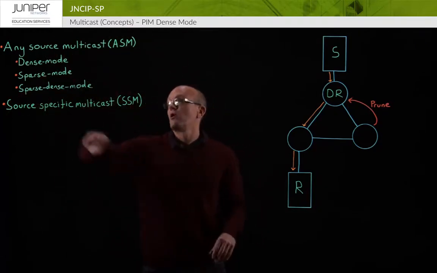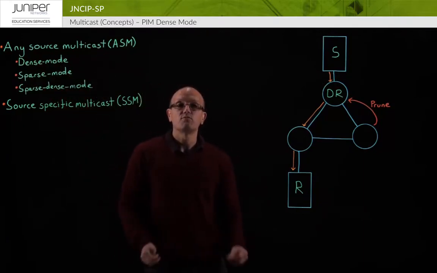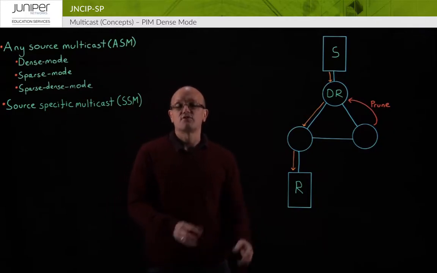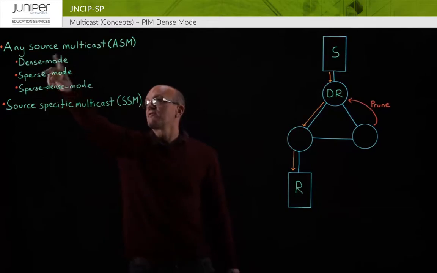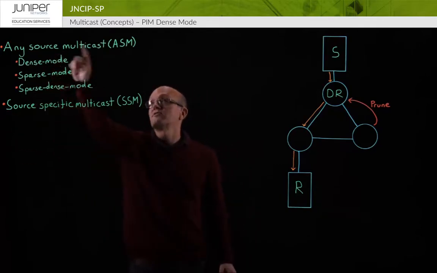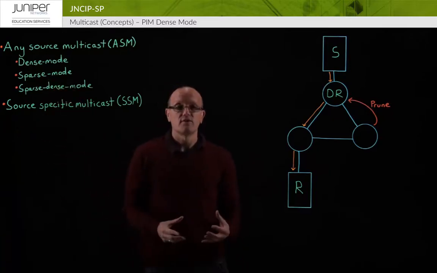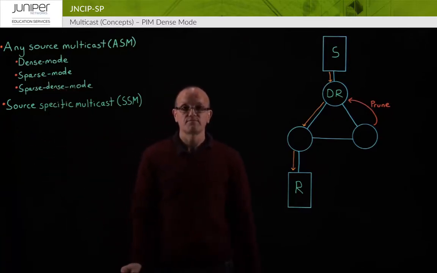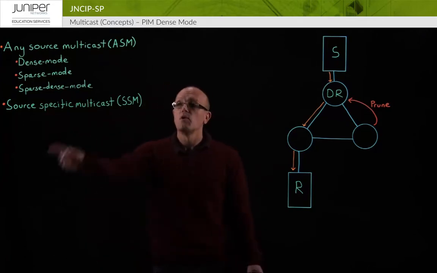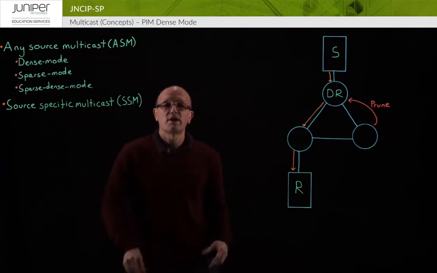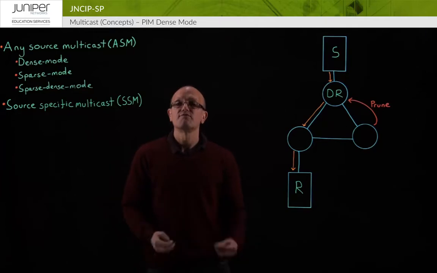We'll first focus on any sourced multicast. So that's building trees when traffic directed to a group can be from any source. And there are a few flavors of PIM that operate for any source multicast. We have dense mode, sparse mode, and sparse dense mode. And then we'll also take a look at source-specific multicast, or SSM. And so this is where we are joining a specific source for a specific group.